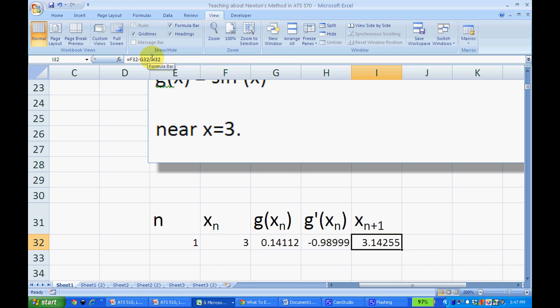All right, cool. That is our guess 2. By the way, we know that the answer is going to be pi, 3.14159. You can see we're practically there already.